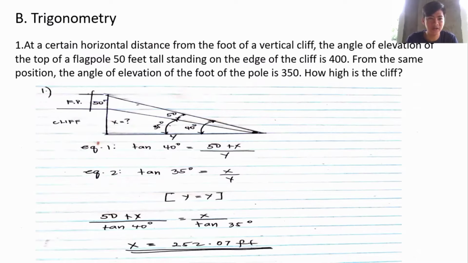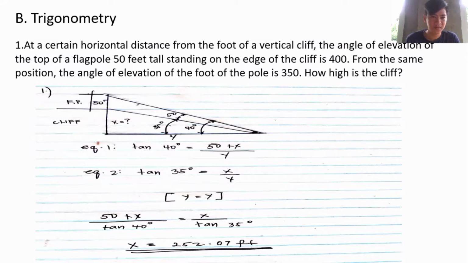Part 2 will be trigonometry. At a certain horizontal distance from the foot of a vertical cliff, the angle of elevation of the top of a flagpole 50 feet tall standing on the edge of the cliff is 40 degrees. From the same position, the angle of elevation of the foot of the pole is 35 degrees. How high is the cliff?